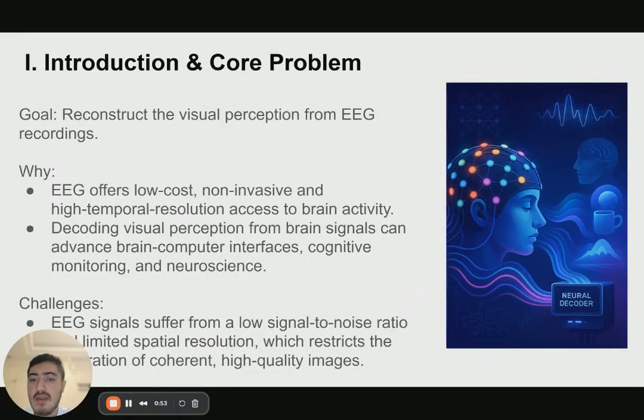So the goal of this paper is to reconstruct a visual perception from EEG recordings, which has a high value for neuroscientists, brain-computer interfaces, and the ML literature itself. EEG is low-cost, non-invasive, and has high temporal resolution, which makes it suitable for many clinical settings. And that's why we chose this modality. The challenge of this modality is that it suffers from low SNR and limited spatial resolution, which affects the coherency and the quality of the generated images that we try to overcome in this paper.